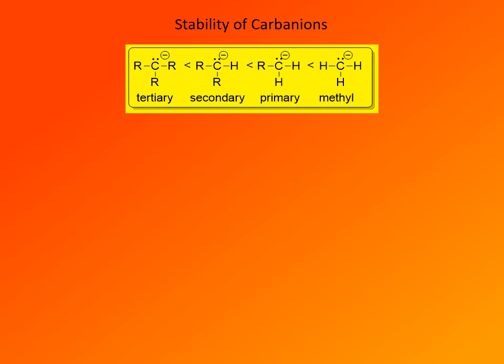And here we can summarize stability of carbanions. As you can see, a tertiary carbanion is the least stable because it has three electron donating groups, and they destabilize the negative charge by donating even more electron density to it. Then secondary, finally primary, and the most stable is methyl because it has no substituents, nothing to donate electron density to the negative charge.